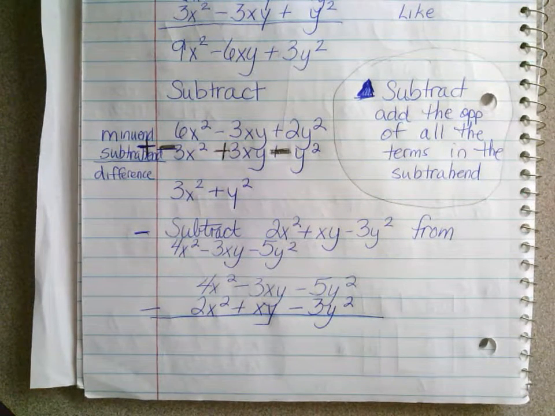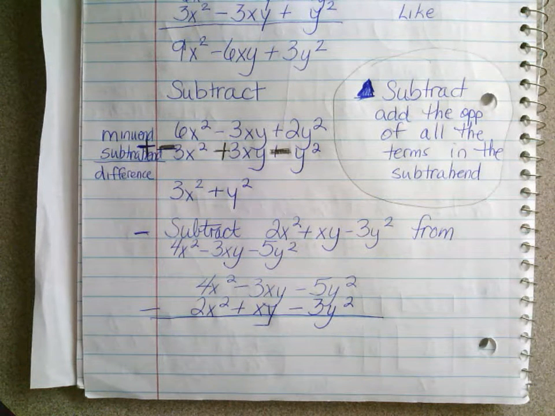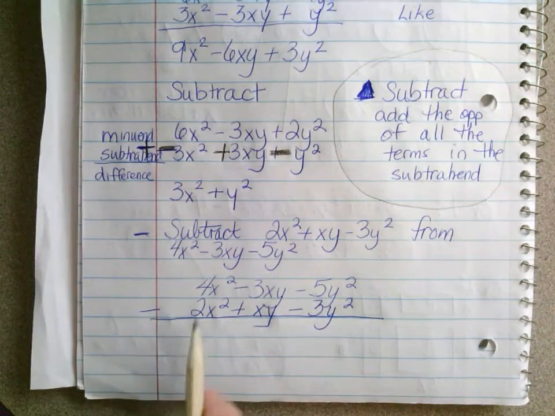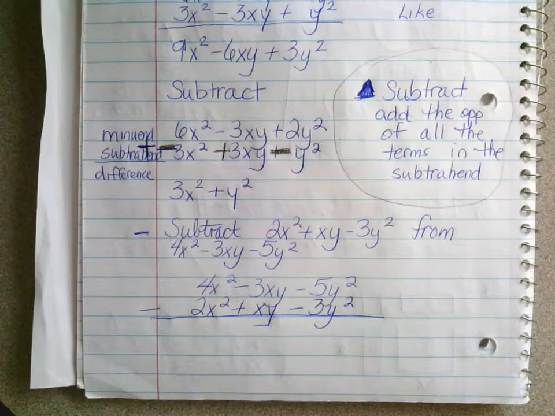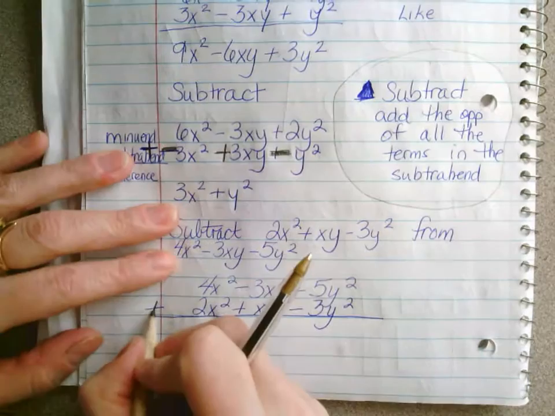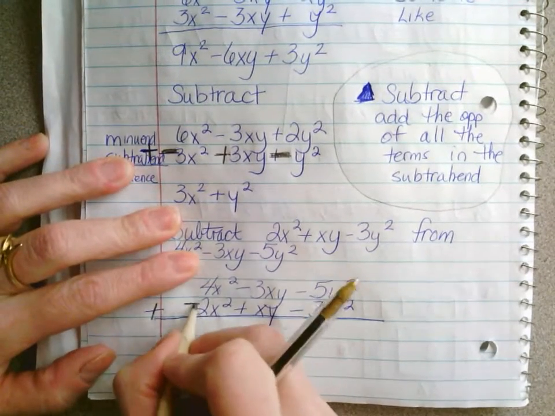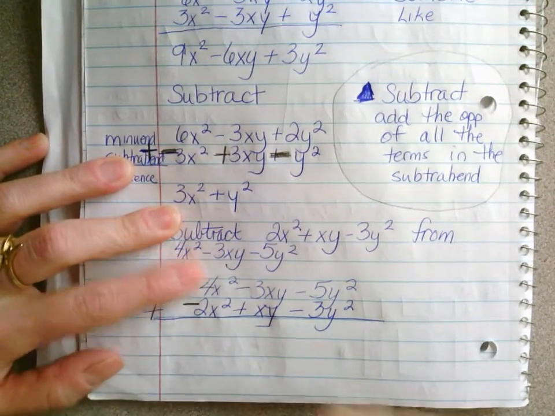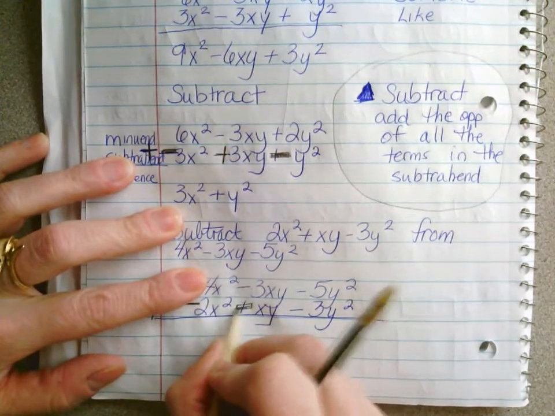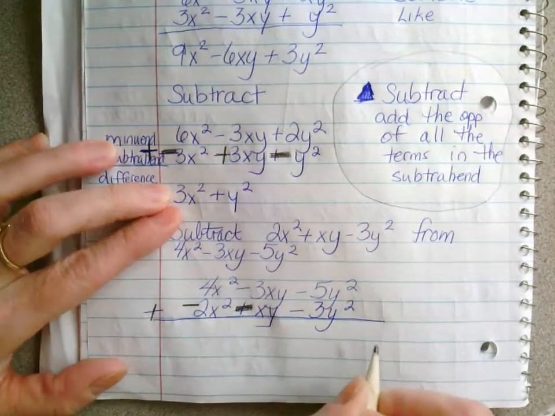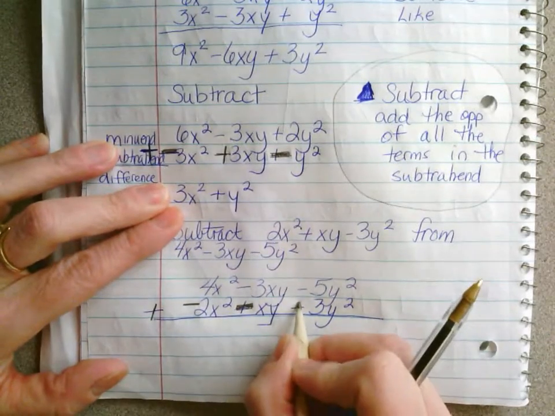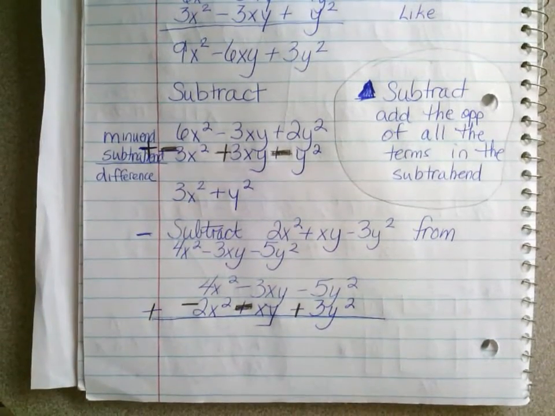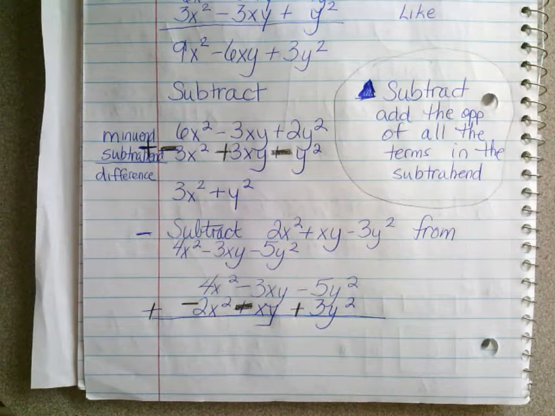What am I going to do? Add the opposite. So what do I do with the signs in all the subtrahend? Flip them. The positive 2x squared becomes a negative. The positive xy becomes a negative. The negative 3y becomes a positive. Once you've done that, treat it like addition. Go ahead and solve it. Tell me what you get.